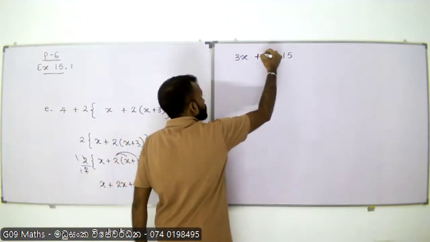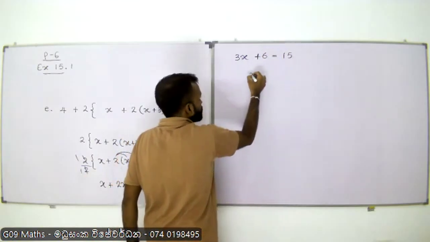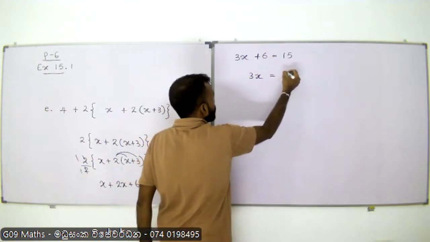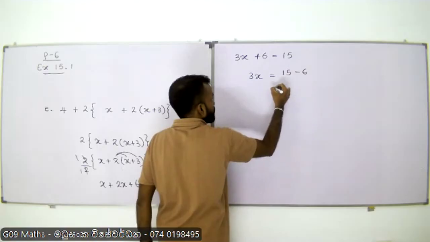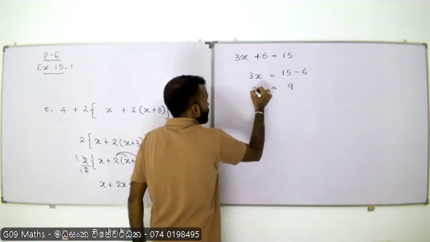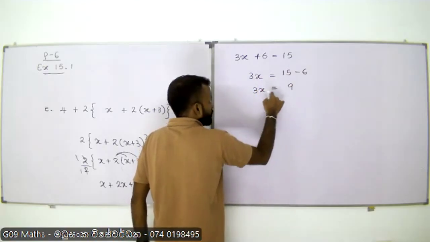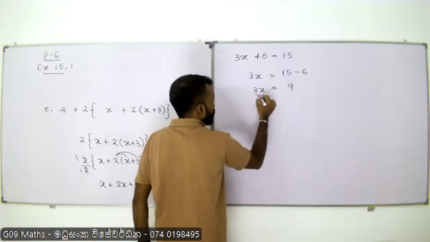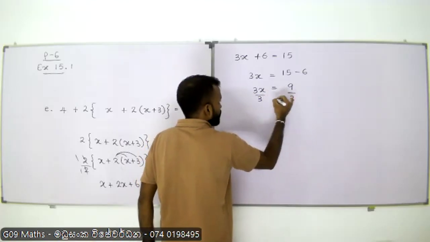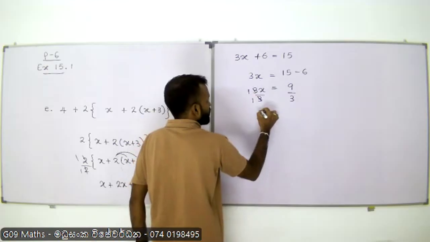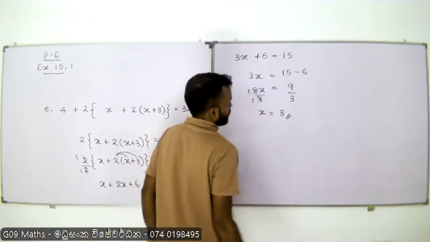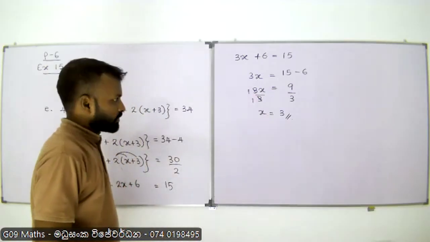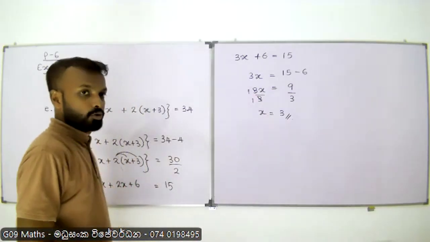Now this is positive 6. You can take it to the other side. 3x is equal to 15 minus 6. 15 minus 6 means 9. Here you have 3x equals 9. You know how to find x. Divide both sides by 3. 3 times 1, 3 times 1. x is equal to 9 divided by 3, 3. So that's the way that I told you.